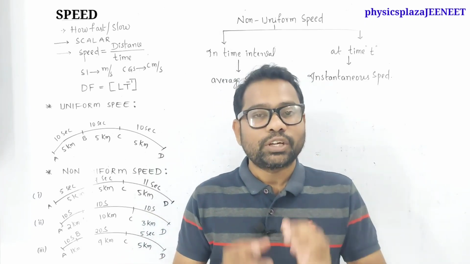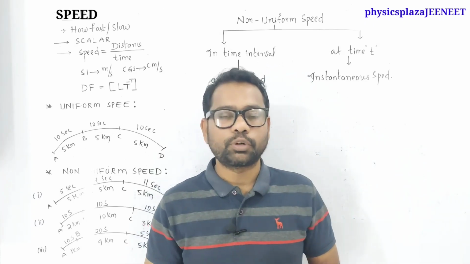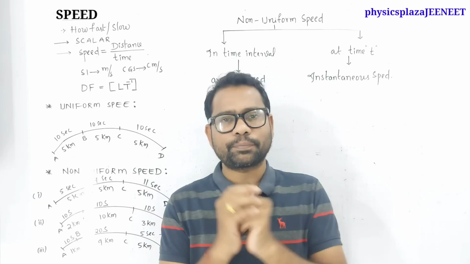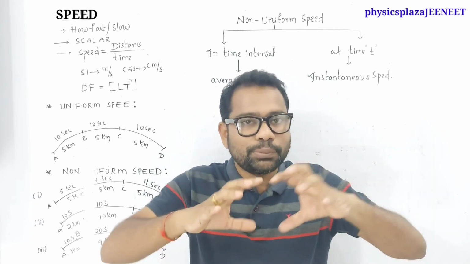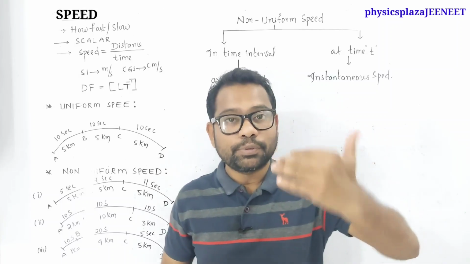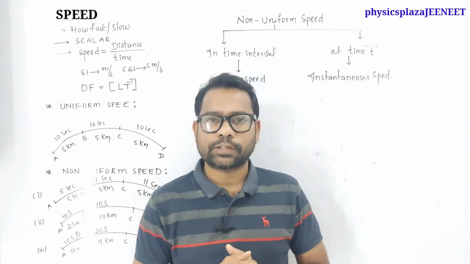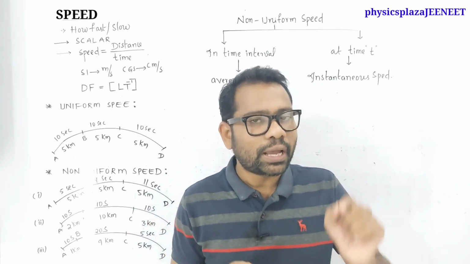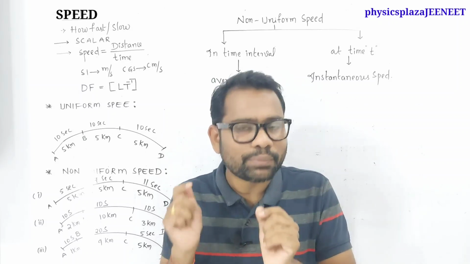Hello dear children, in today's class we are going to discuss speed and velocity. We will discuss the similarities and differences between speed and velocity, the types of speed, and the types of velocity. Children, this is the second class on kinematics, that is, motion in one dimension.